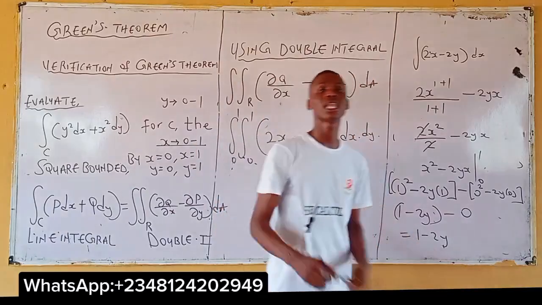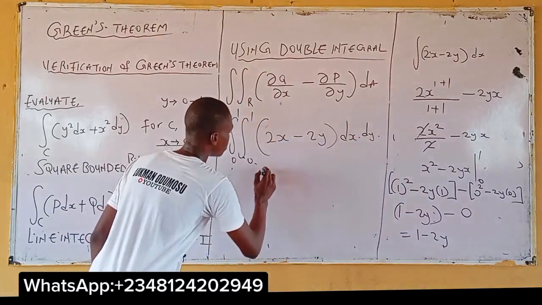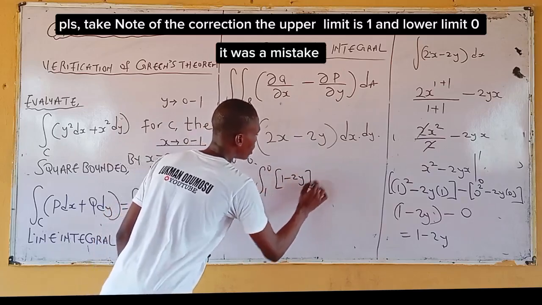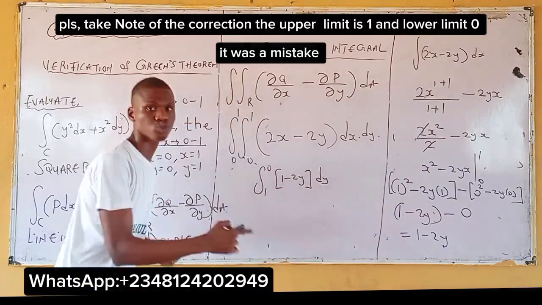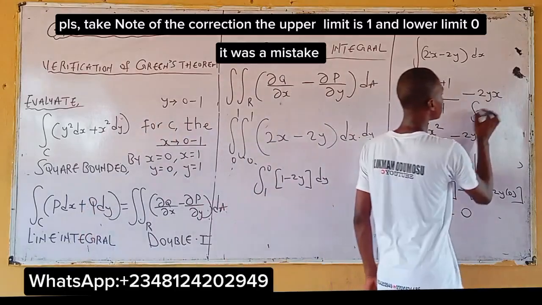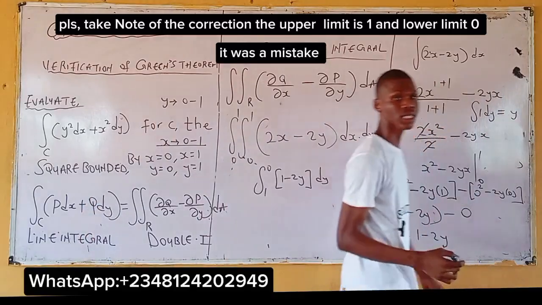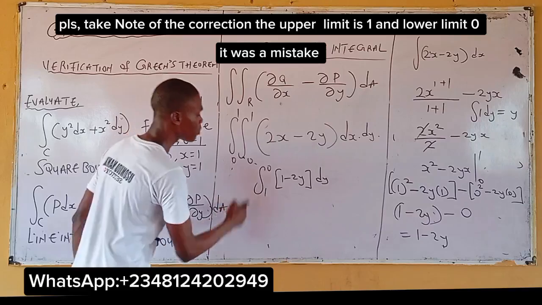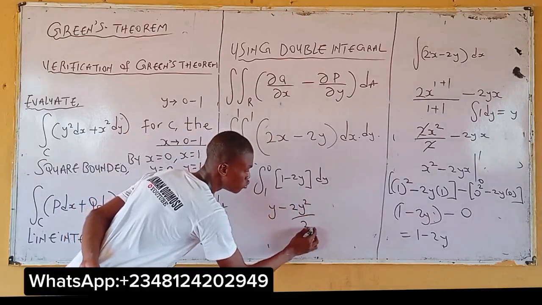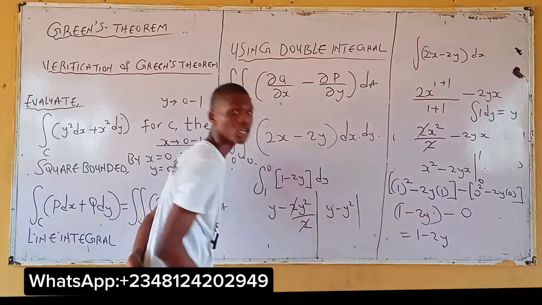Now, what we've got here, let's integrate it with respect to y. Meaning, I have integral from 0 to 1 of (1 minus 2y) dy. Now, let's integrate with respect to y. What do you have? When you are integrating integral 1 with respect to y, dy, what will be the answer? Y. The answer is y. Are you getting me? Now, from here, it becomes what? Y minus 2y squared all over 2, right? 2 cancels out. What do you have? Y minus y squared.